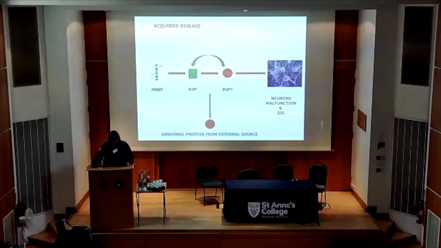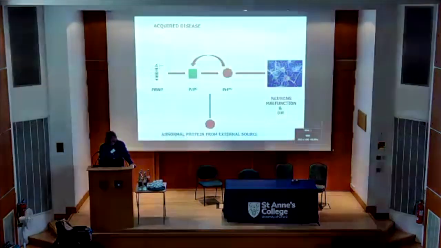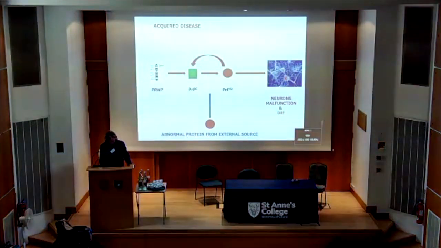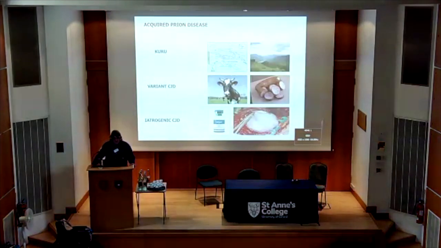Acquired disease. Well, basically what happens is an abnormal protein from an external source enters and converts the normal prion protein. Now, there are three broad elements to this. One is Kuru in the Eastern Highlands of Papua New Guinea, which I'm not going to talk about. Variant CJD, which was related to BSE in food, and iatrogenic CJD, which for the most part was related to human growth hormone and to some degree dura mater grafts and a few other instances.